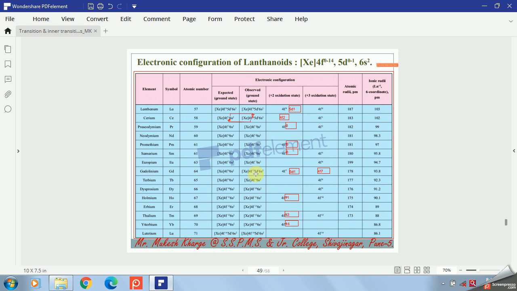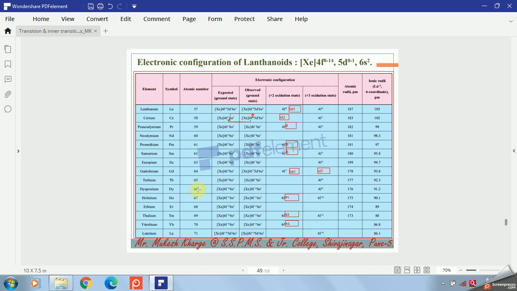So remember this electronic configuration: xenon 4f7 5d1 6s2 for gadolinium. And if it donates 2 electrons, the Gd2+ is 4f7 5d1, and if it donates 3 electrons, then the electronic configuration of Gd3+ is xenon 4f7. Okay. Then terbium, the atomic number 65, the observed and expected electronic configuration is xenon 4f9 6s2. If we donate 3 electrons, then the electronic configuration is xenon 4f8.